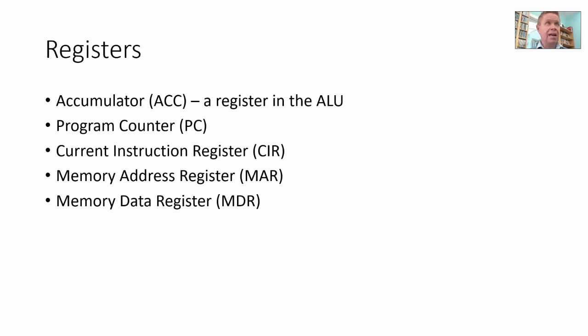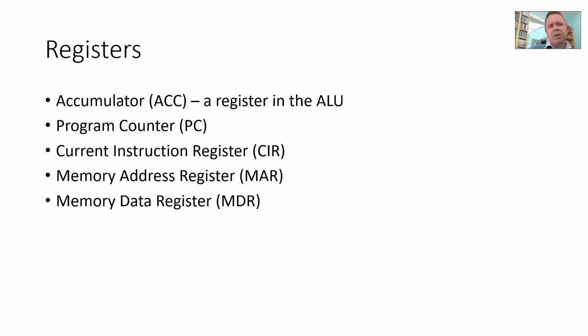We'd have the accumulator, which is a register in the arithmetic logic unit. We have a program counter so that we can keep track of how we go through the instructions that are required to be carried out. We have a current instruction register which examines the instruction and any data within it, which is then operated on.